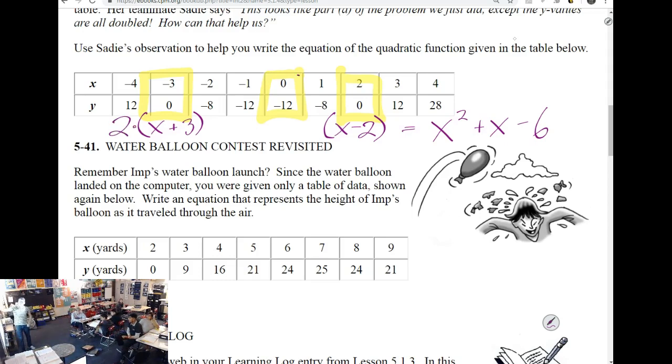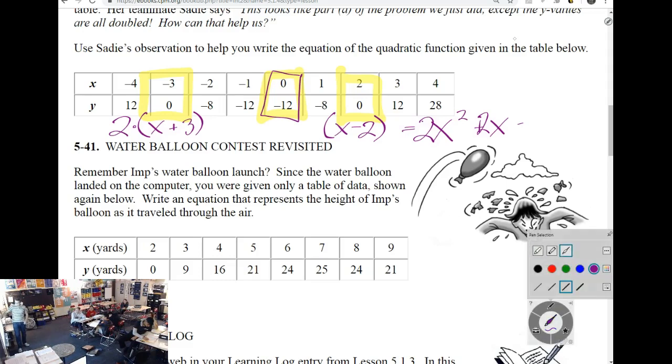So this point does not work out. With my straight up factor form of x plus 3 and x minus 2, I just get a negative 6. So if I put a 2 in front and I double everything, I get 2x squared plus 2x minus 12. The y-intercept is negative 12.